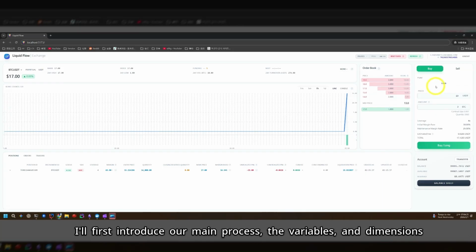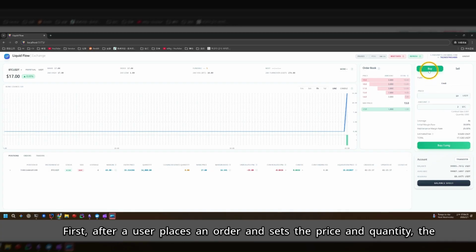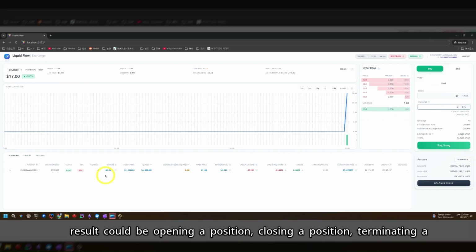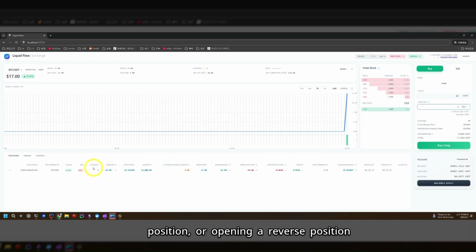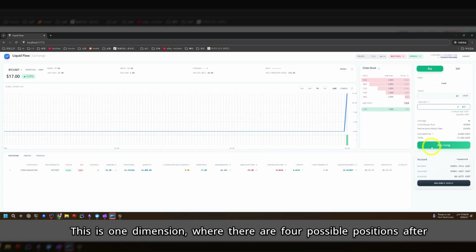I'll first introduce our main process, the variables and dimensions during order placement, so you know which scenarios we need to test. First, after a user places an order and sets the price and quantity, the result could be opening a position, closing a position, terminating a position, or opening a reverse position. It could also be after opening a reverse position, a resource contention occurs. This is one dimension, where there are 4 possible positions after an order is placed.